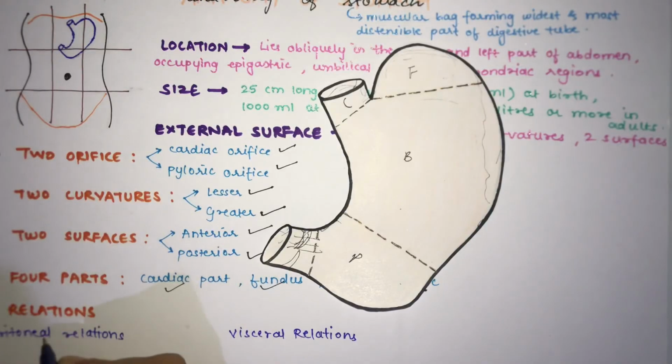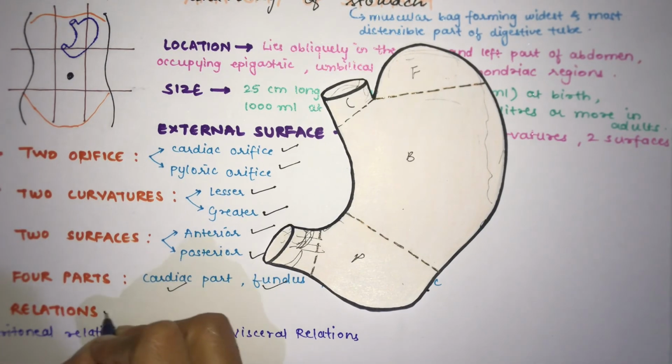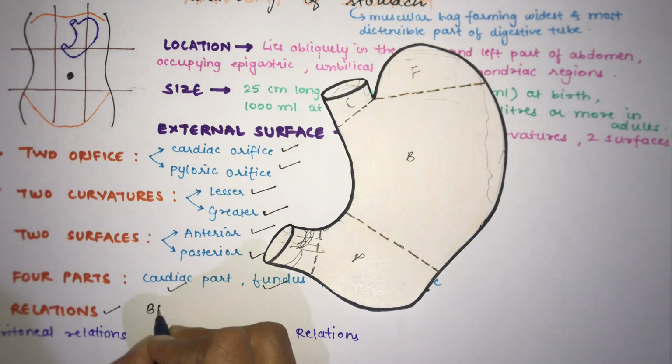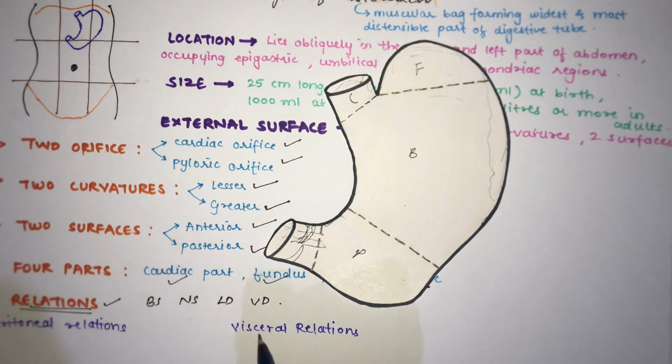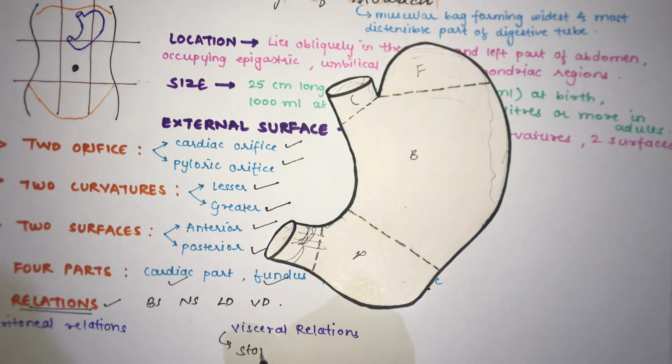Now in the next part of the video, I am going to cover the various relations, the blood supply, nerve supply, and the lymphatic drainage. Important will be the relations, in which you also have the stomach bed, which is a very commonly asked short answer question. So this was all about the first part.